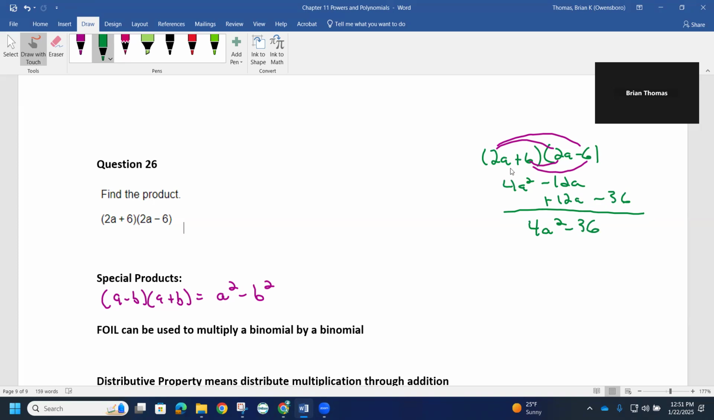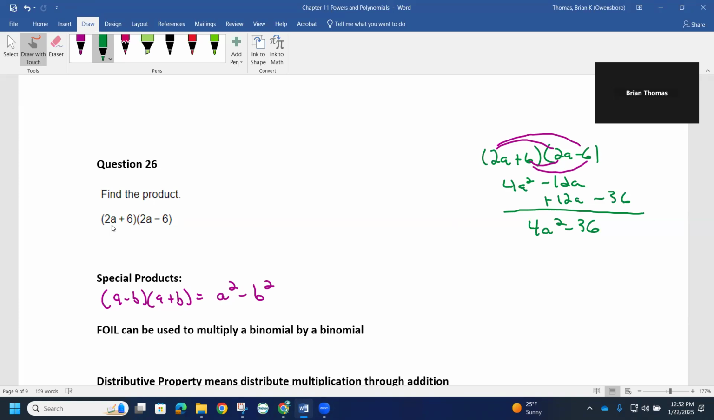So notice how it's basically the same terms, except the constant, one of them is plus and one of them is minus. So we'll pick up on when you have a binomial times a binomial that look identical, except one of the constants is positive and one of the constants is negative, we can actually use what's called a special product. So if we have a minus b times a plus b, what we can do is square a and subtract the square of b.